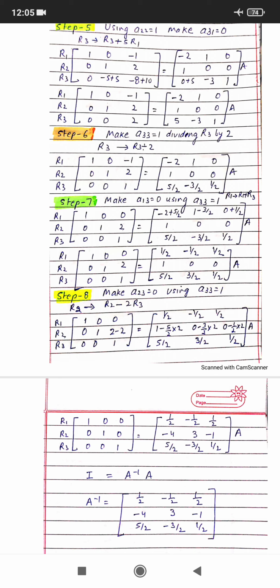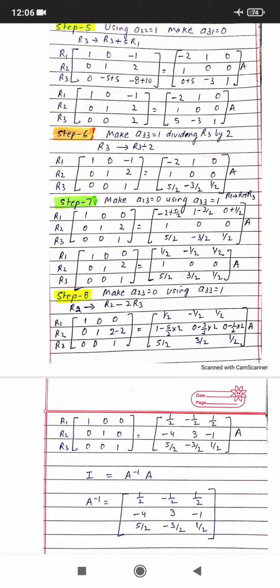Now only one step is left, that is, in place of A23 we have to make it 0 using A33 equal to 1. This is done by changing the second row. Second row becomes R2 becomes R2 minus 2R3.